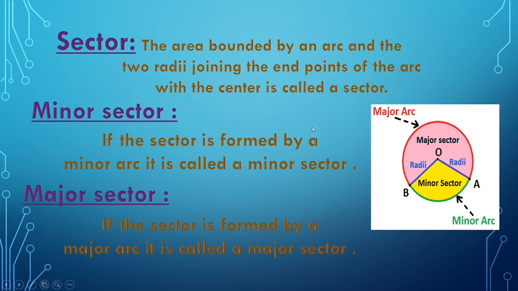Again here we are having minor sector and major sector. If the sector is formed by a minor arc, it is called a minor sector, and if the sector is formed by a major arc, it is called a major sector. In the figure here we can see the yellow shaded sector AOB is formed by the minor arc AB. So the yellow shaded sector is called the minor sector, whereas this pink shaded sector AOB is formed by the major arc. So this pink shaded sector is called the major sector.